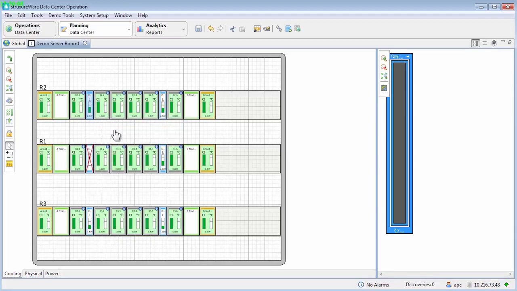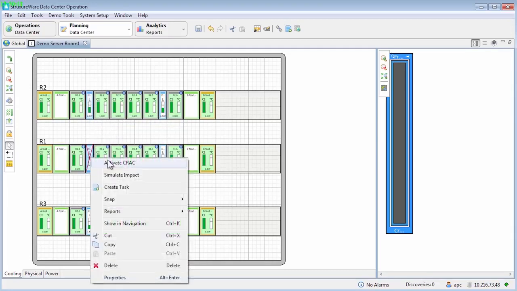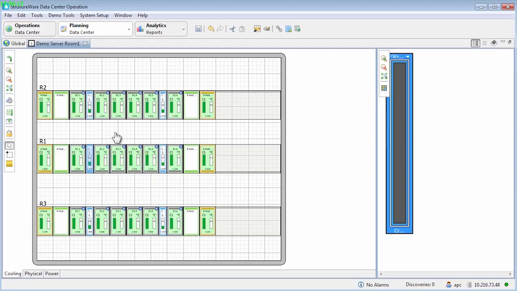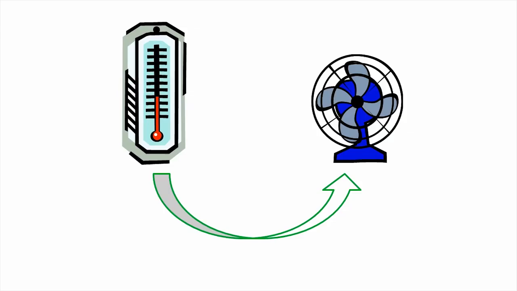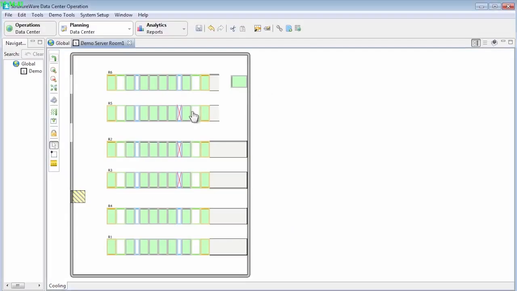Can I adjust cooling to match the heat produced by the equipment? Can I connect temperature sensors to the cooling units somehow? It's not that easy.